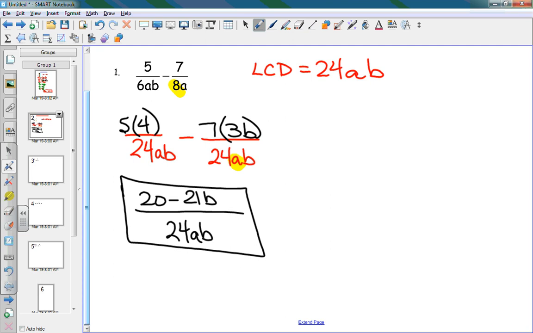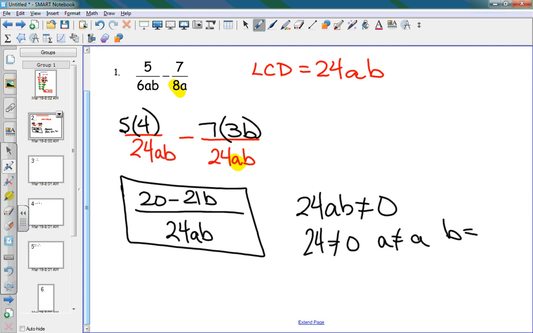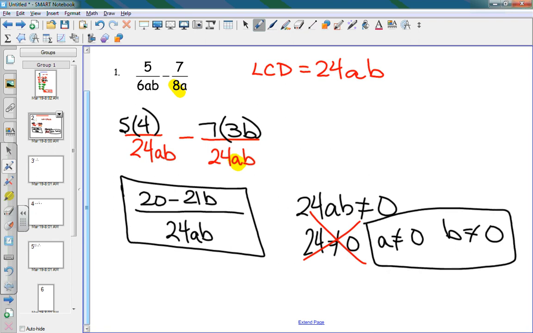Now, I need to find my domain restrictions. Well, that means my denominator cannot be 0, which means 24 cannot be 0, A cannot be 0, and B cannot be 0. Can 24 ever be 0? No, so this one is irrelevant. But what are my domain restrictions? A cannot be 0 and B cannot be 0, because if it is, then I'm dividing by 0. Can we ever divide by 0?